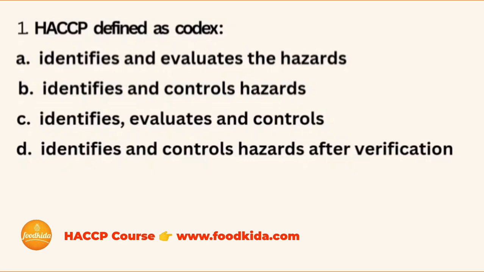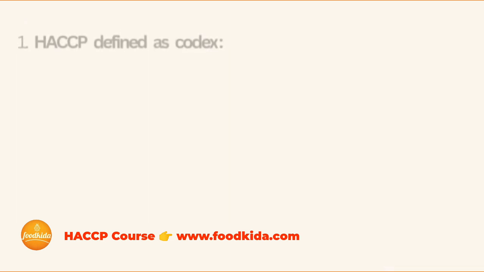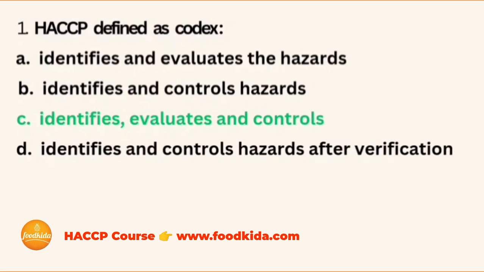HACCP is defined by Codex as: Option A, identifies and evaluates the hazards. Option B, identifies and controls hazards. Option C, identifies, evaluates and controls. Option D, identifies and controls hazards after verification. The correct answer is identifies, evaluates and controls.